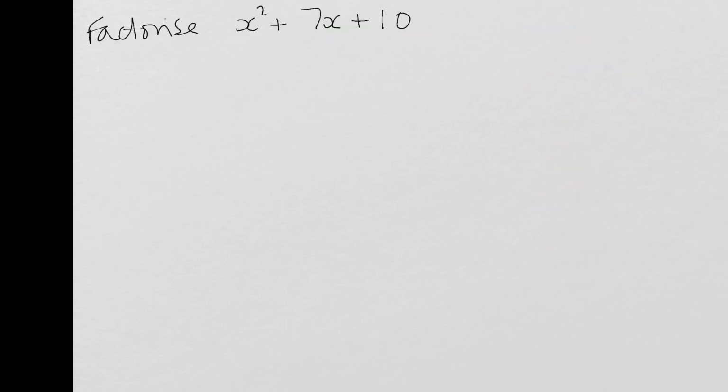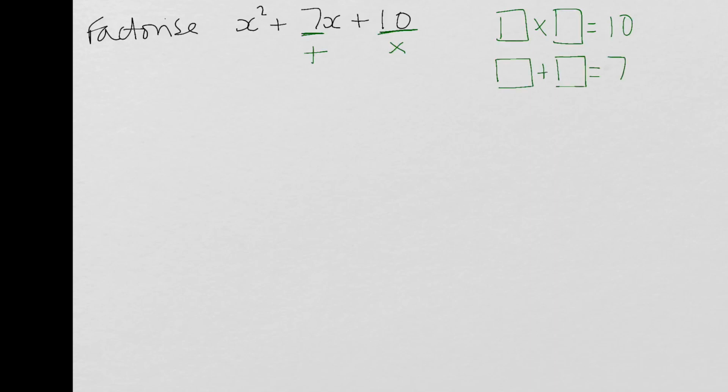So let's do another question. Here I'm going to ask you to factorise x squared plus 7x plus 10. Let's begin with looking at those factors again. I need two numbers which multiply to give me 10 and add to give me 7. Thinking about the factors of 10, I've got 1 times 10, 2 times 5, 3 doesn't go into it, 4 doesn't go into it, and then I'm back to 5 again.